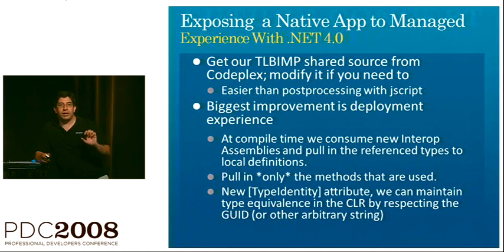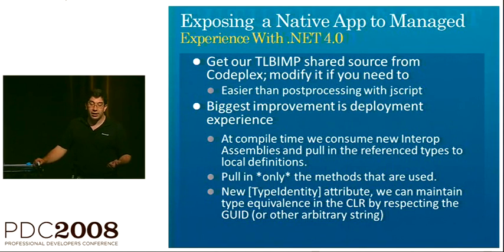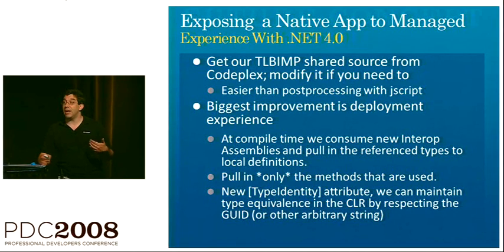The place where this really gets better is what we're going to do with that PIA: at compile time we're going to consume it and pull out just the parts we need and put them right into your code. So now your add-in, instead of having to pull a PIA along with it, just the parts that you need will be there. It won't be huge because we're taking just what you need. You don't have to worry about all these weird deployment issues that you used to have to worry about before. So that's actually the place where I think things get the best. Then we also have this new type identity attribute with which we can maintain type equivalence in the CLR. So if we see two things with the same type identity attribute, we'll realize that, yes, these really are the same types.